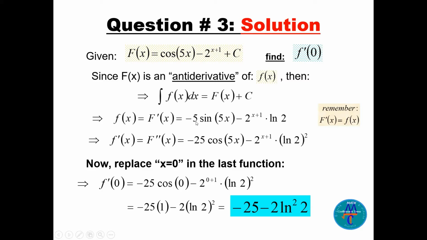So it will be minus 5. There is another 5 from here in the derivative. So minus 25 cosine of 5x minus 2 to the power x plus 1, also times ln of 2, and there is another ln of 2. So it will be all squared.